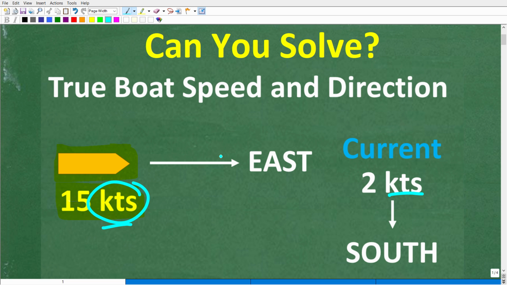But this boat's traveling due east, and we have a current that's going to be pushing the boat. So what's going to happen to the direction of this boat, and how do you think it's going to affect the speed? Is it going to make the boat speed up or slow down?